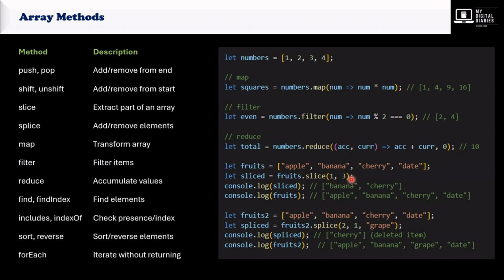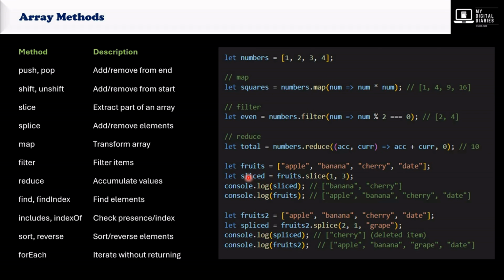Fruits dot slice 1, 3. Okay. So now if you say slice, it will show you banana and cherry. What it has done is, 1, 3 is given. So starting from 1, banana, up to before 3. So 0, 1, 2, 3. 3 is date, so before 3 is cherry. So banana and cherry is sliced.